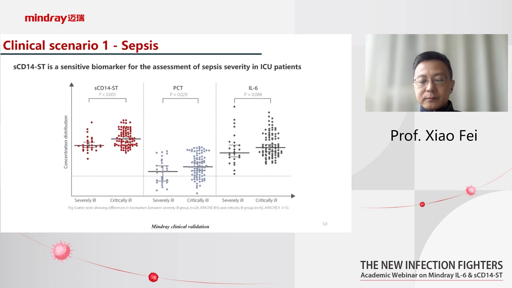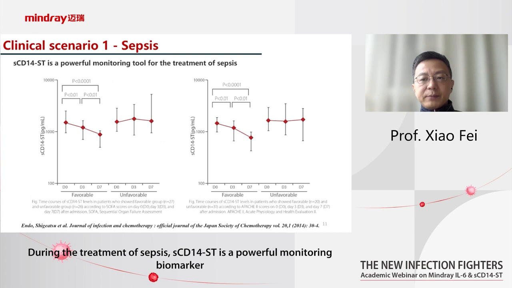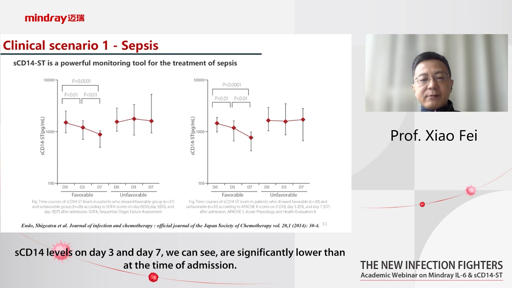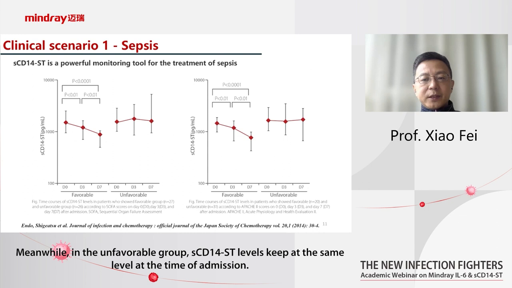During the treatment of sepsis, sCD14-ST is a powerful monitoring biomarker in both the SOFA (sequential organ failure assessment) and APACHE II favorable groups. sCD14 levels on day 3 and day 7, we can see, were significantly lower than at the time of admission. Meanwhile, in the unfavorable group, sCD14-ST levels stayed at the same level as at the time of admission.